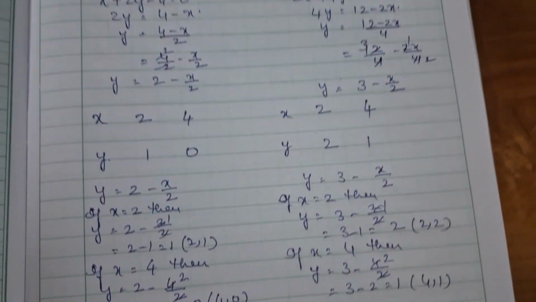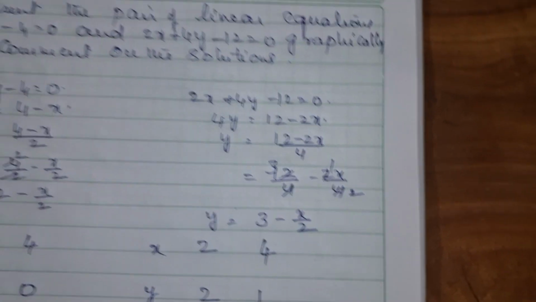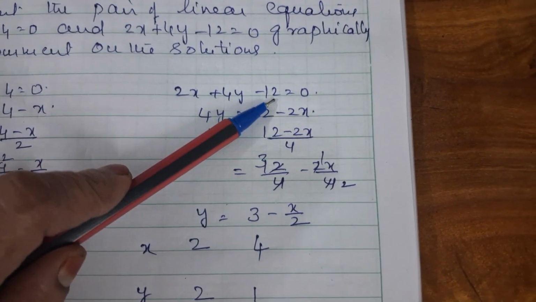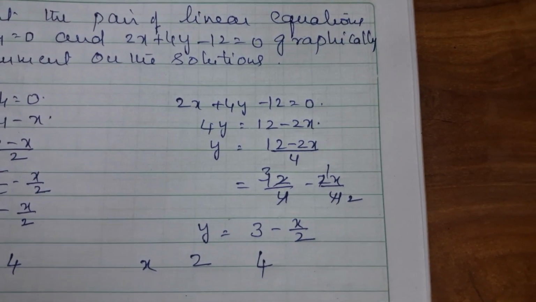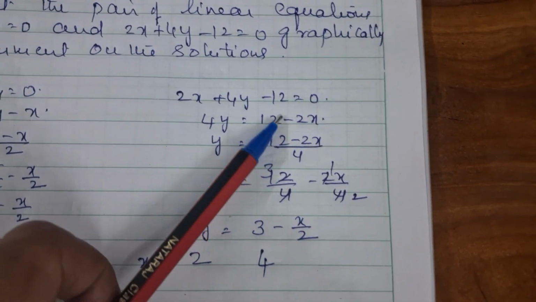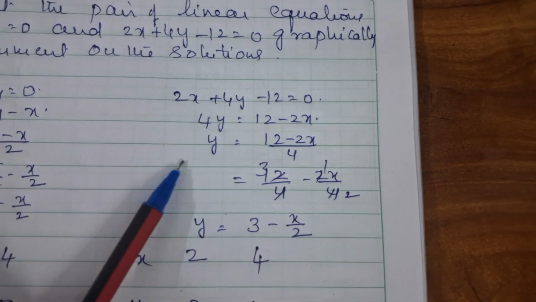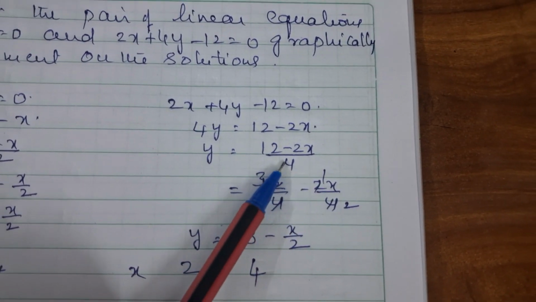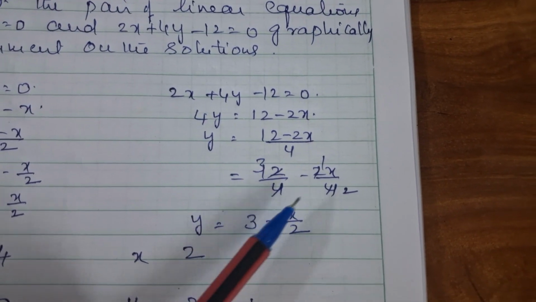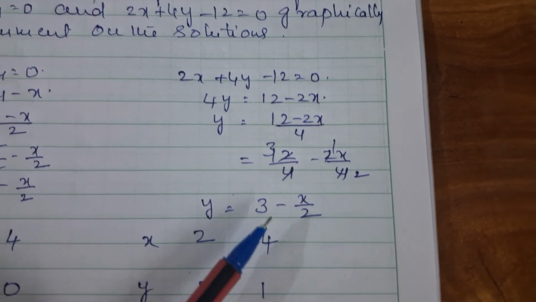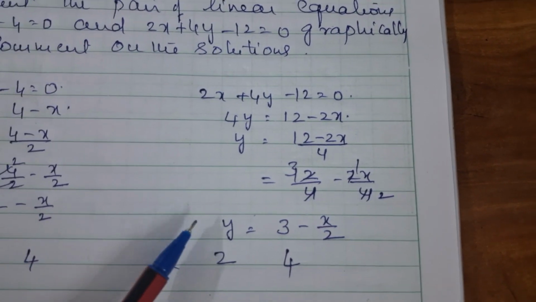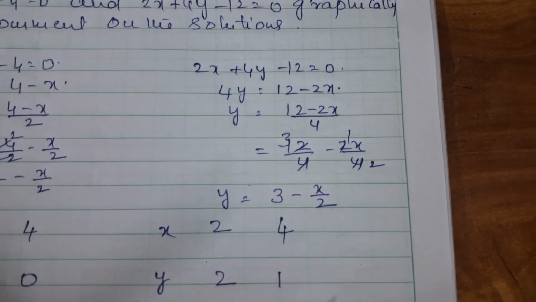Now let us see the second equation. Second equation is 2x plus 4y minus 12 is equal to 0. So 4y is equal to 12 minus 2x. So y is equal to 12 minus 2x by 4. That is 12 by 4 minus 2x by 4. So 4 threes are 12, 3. 2 ones are 2, 2 twos are 4. So y is equal to 3 minus x by 2.